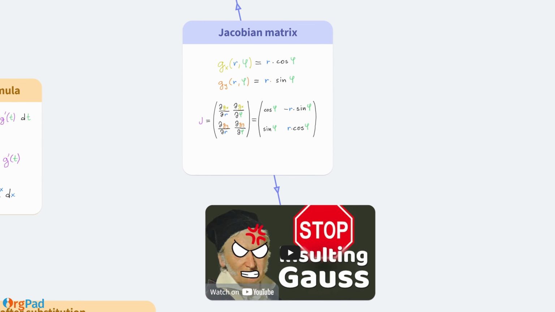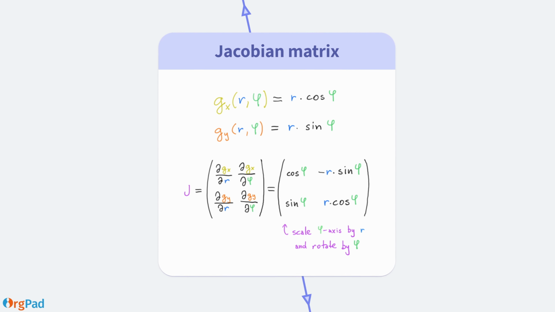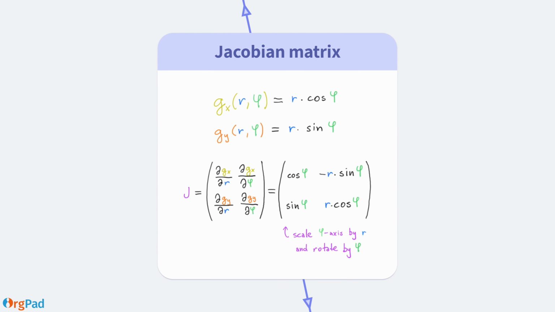If you want to learn more about matrices and their geometric meaning, check my SoME pi video on this topic. This Jacobian matrix describes a geometric transformation of the polar coordinates, which first scales the phi axis by r and then rotates by phi. The Jacobian describes what happens to a tiny rectangle when transformed from the polar coordinates to xy coordinates.